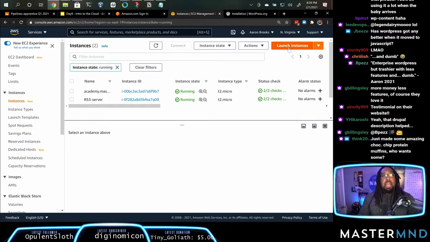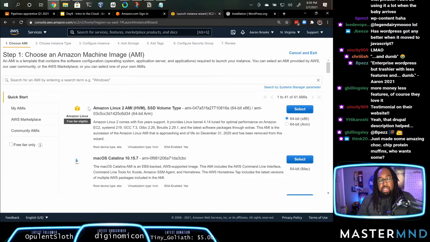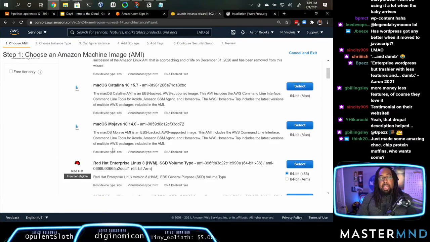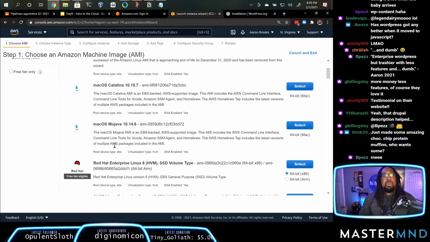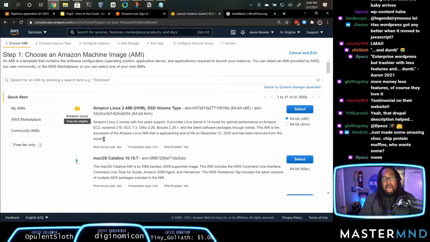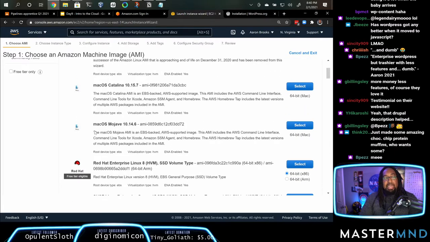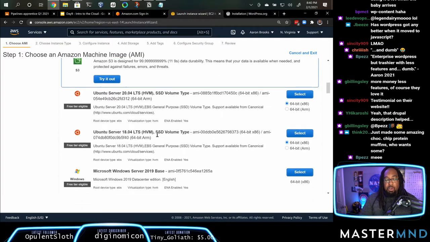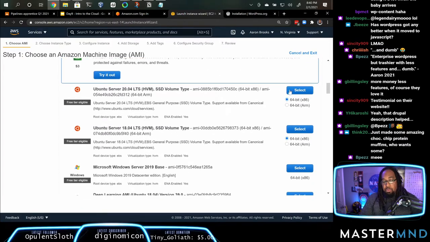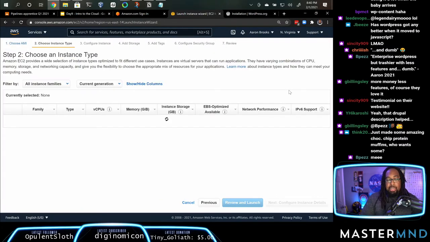But if I want a new server right now, I can just click this button right here. The first page is going to say, what AMI do you want? AMI stands for Amazon Machine Image. It's saying, what operating system do you want? AMIs are bigger than just an operating system, but for all intents and purposes right now, that's what it is. They do have Mac now as of the end of the year. I'm going to click Ubuntu and just go ahead and select this here.